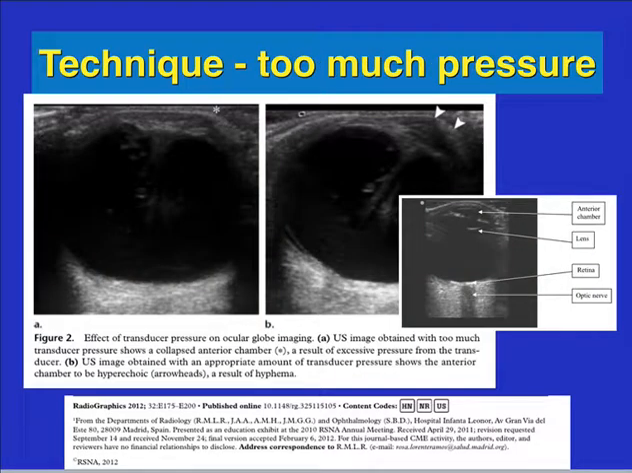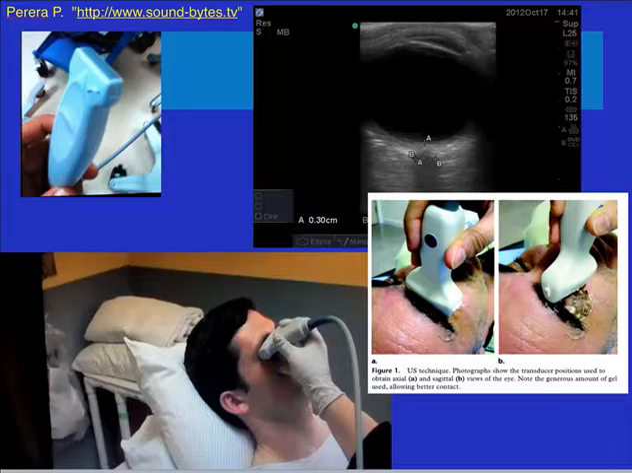So remember not to put too much pressure. This shows the effect of transducer pressure on ocular globe imaging. If you have a globe rupture, this can actually affect the amount of pressure that is there. So remember, use a vascular probe. This is the sort of image that you get. This is too much jelly probably.